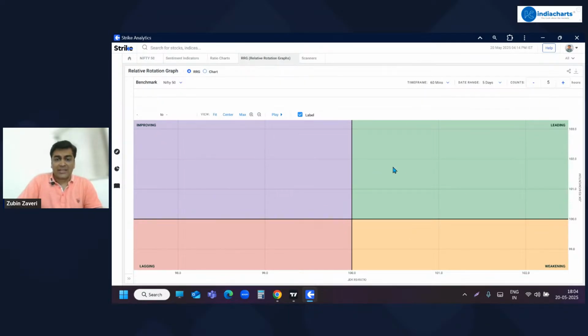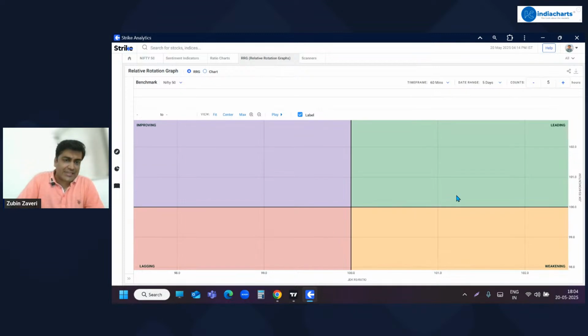So how are these four quadrants made? It has two axes basically. On the X axis, JDK RS ratio is plotted. JDK stands for Julius de Kempenaer, the inventor of the RRG graph, and RS means relative strength ratio. So on the X axis, the relative strength ratio is plotted. On the Y axis, JDK RS momentum, meaning the rate at which this relative strength is changing. That momentum is plotted on the Y axis.